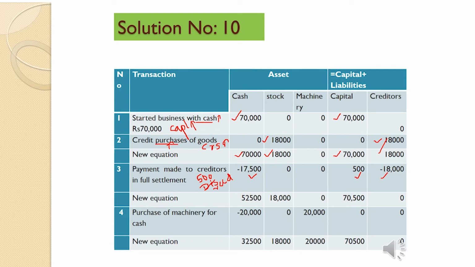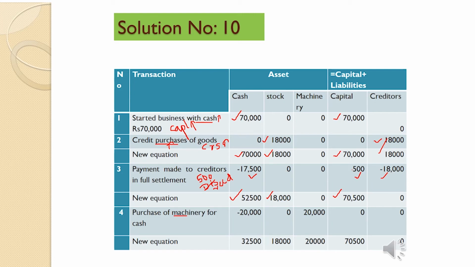So cash value decreases by rupees 17,500, and the creditors value is also decreased by 18,000. Then add 500 to the amount of capital. So the net value is 70,000 in cash, and 17,500 will be reduced. Minus 17,500, the remaining amount is 52,500. Stock value 18,000. Capital value already 70,000, plus revenue 500, so the total is 70,500. Here there are no creditors.